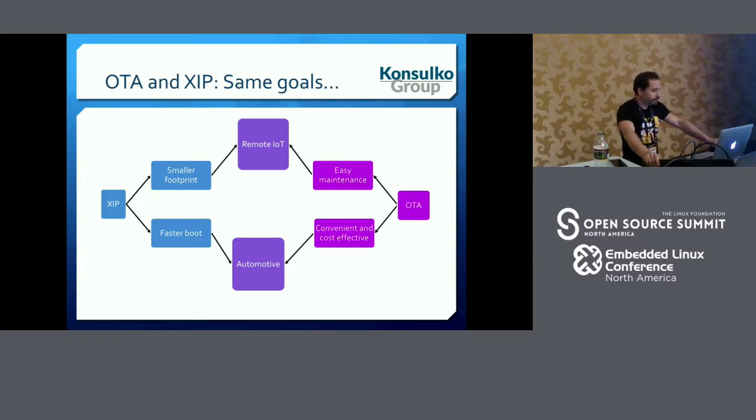And when it comes to OTA, its main features are easy maintenance, which contributes to remote IoT a lot. So if you have easier maintenance for IoT devices that are hard to access, that's an important thing that will simplify maintenance quite a bit. And OTA makes it more convenient and cost-effective and customer-friendly when it comes to update of the automotive stuff. So there are two major appliances that both XIP and OTA make better.